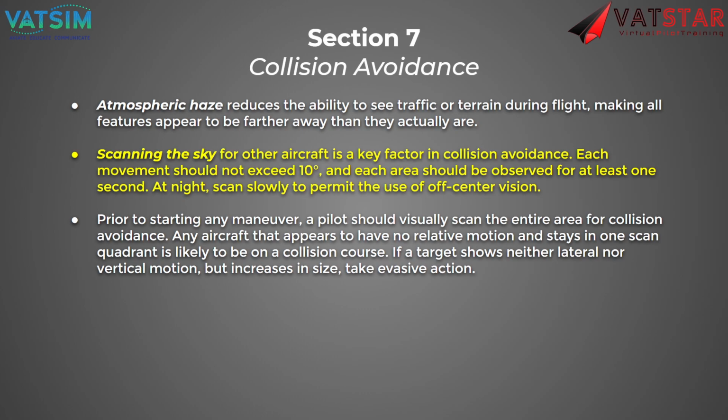Scanning the sky for other aircraft is a key factor in collision avoidance. During the day, you should scan the windshield left to right and then right to left in 10-degree sectors. So kind of look at one portion of the windshield, wait a second, another portion, wait a second, and just basically look at each sector for traffic. At night, you want to just scan left to right on the windshield slowly. Don't really focus on the 10-degree sectors, because the way your eyes work at night, it's just a better scanning method.